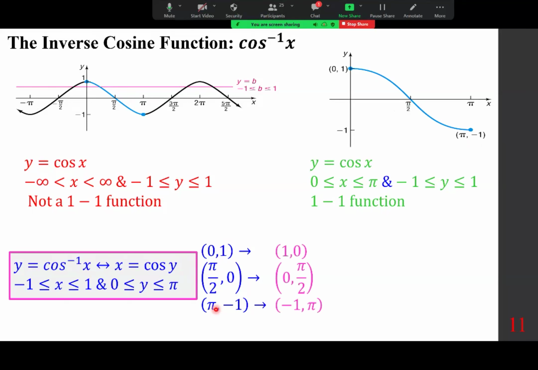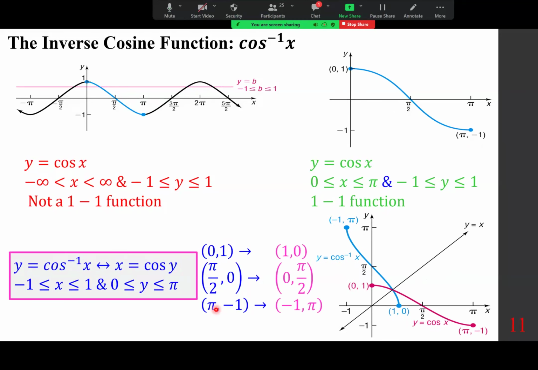Now, all you have to do is use those three pairs. So we have 0, 1, pi over 2, 0, pi, negative 1. So the red one is the answer. And of course, symmetric with respect to the line y equals x as expected.